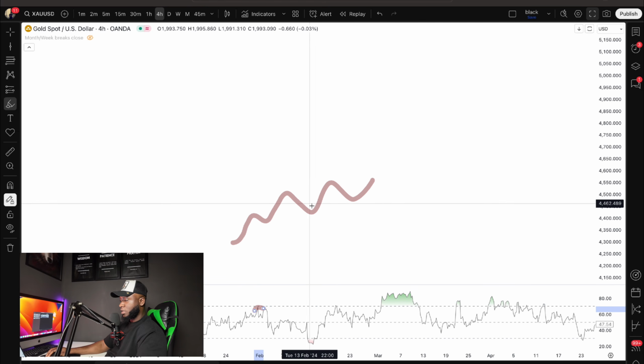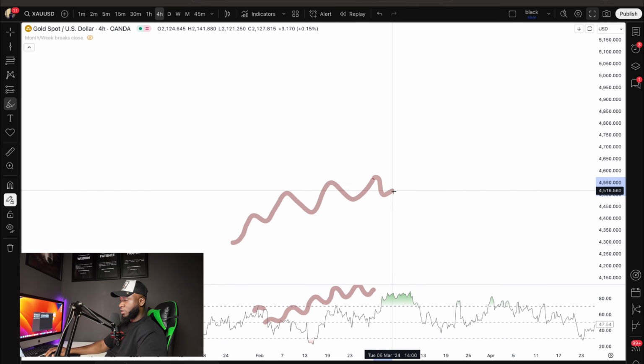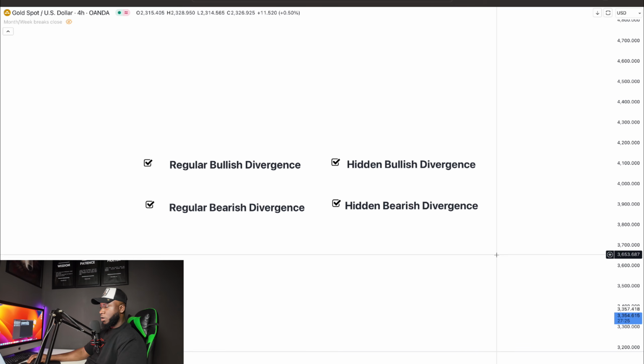So we see price creating higher highs and higher lows, and then you will also see the RSI moving in the same direction. You see price coming down, you will also see the RSI doing the same thing, all right? So this RSI is just a momentum indicator. Now let's talk about the types of divergence that we have.